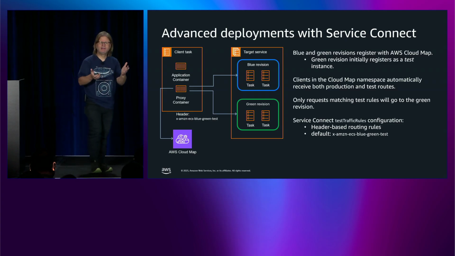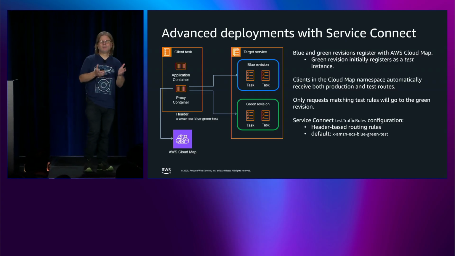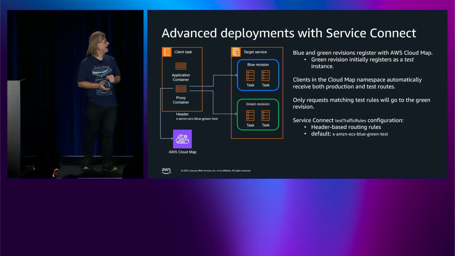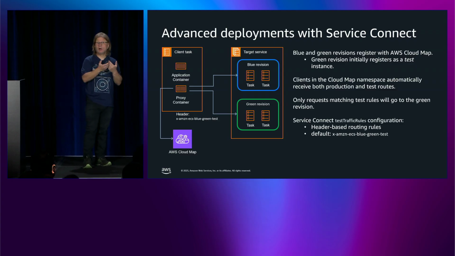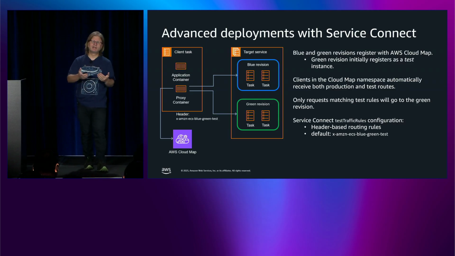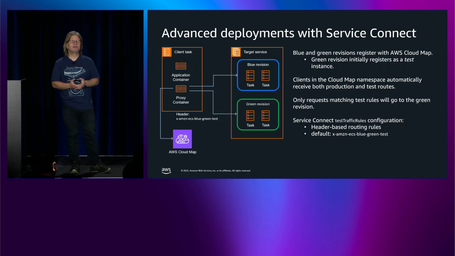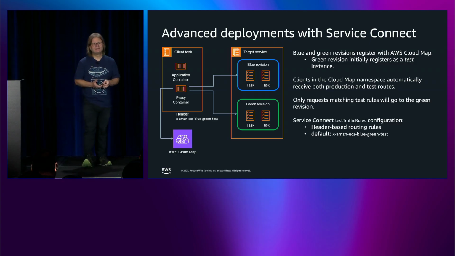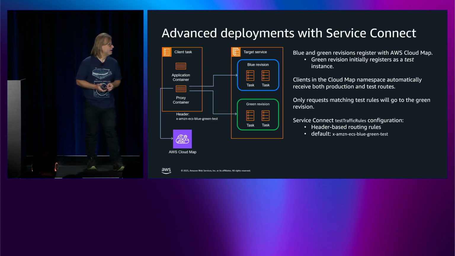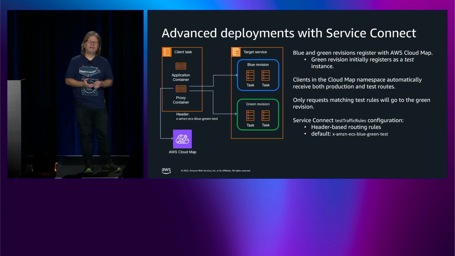For those of you who may not be familiar with Service Connect, in a nutshell, you have your proxy container running alongside your application container in your task, all network traffic passes through that proxy container, and it can be configured to route outbound traffic to the version that you require. The way it's set up by default is that if you set the header X-Amazon-ECS-blue-green-test, then the Service Connect proxy will automatically route that to the green revision.